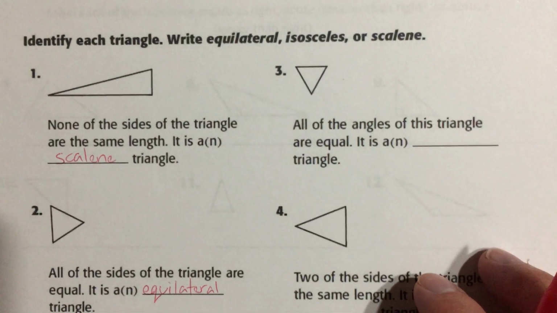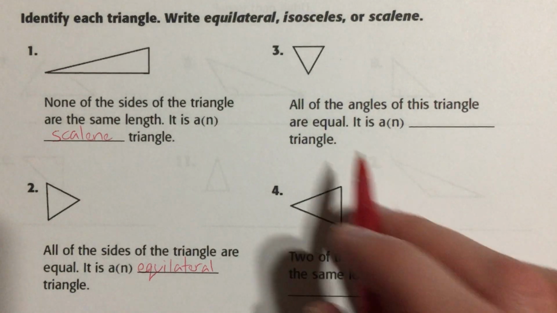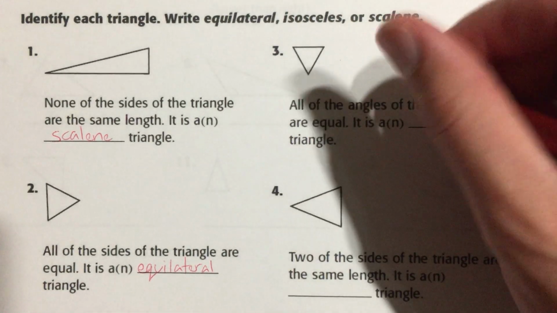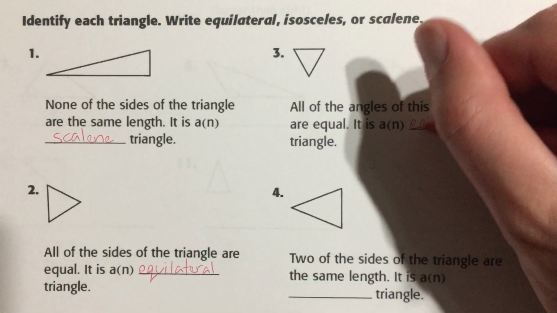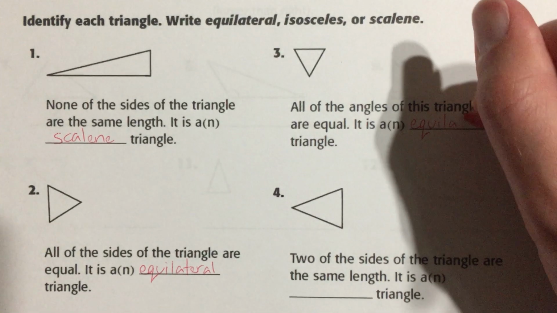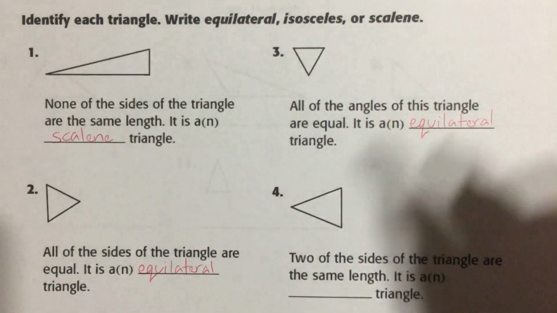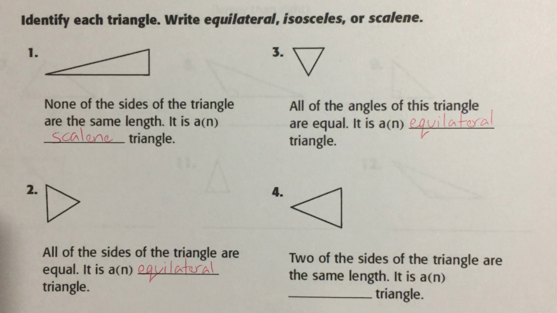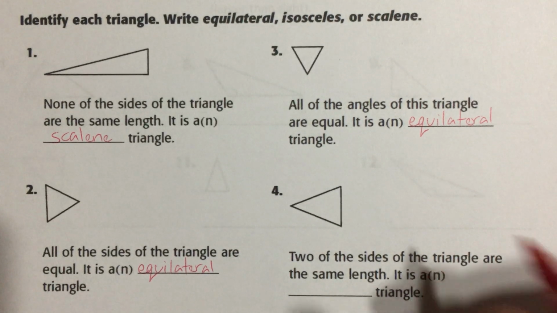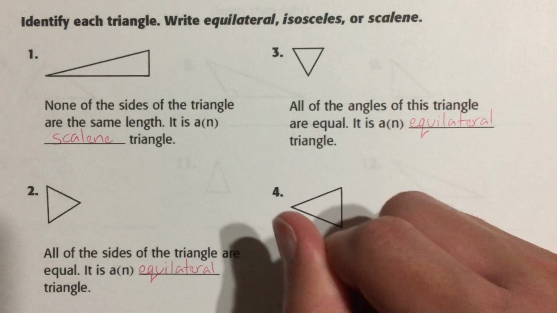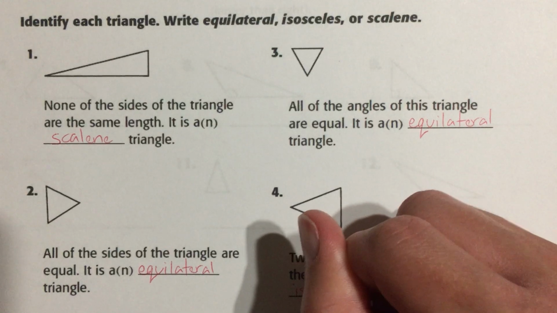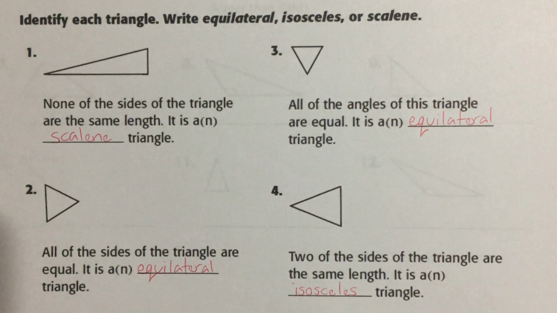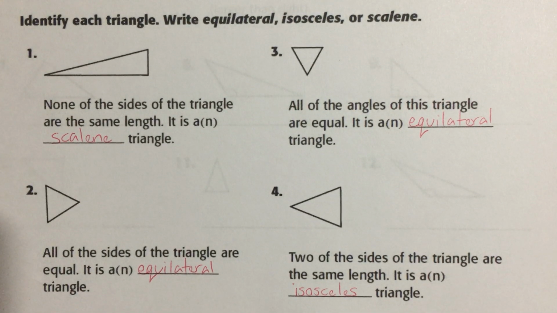So we'll go back to number 3 and we look at that one. All of the angles are equal. Once again, that tells me it is an equilateral. And then number 4, 2 of the sides of this triangle are the same length. Well, I saw some leaves and 2 of them were the same. It is an isosceles triangle right there. Hopefully that's making sense so far.